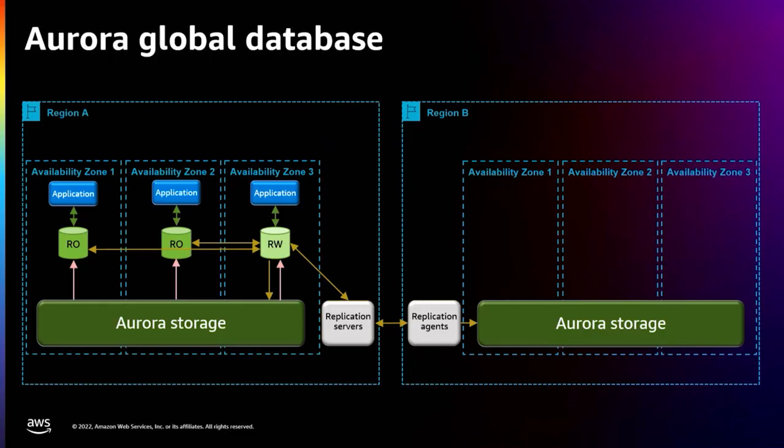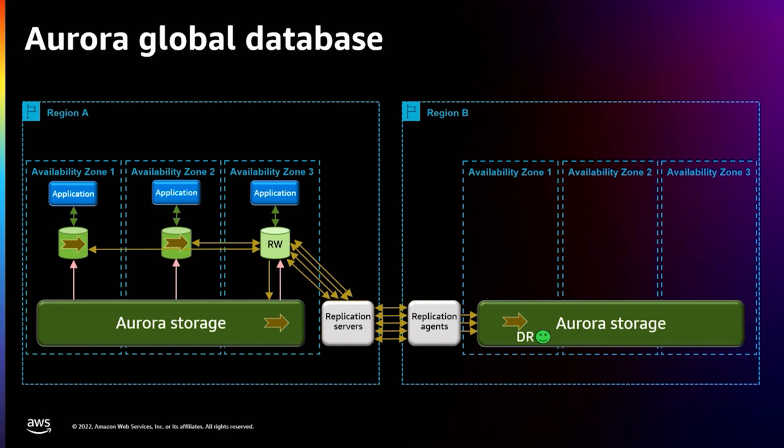So for example, you're replicating from region A to region B, and under the hood, we create a replication infrastructure, which is a fully managed service at the storage layer, with replication servers on the source side and a replication agent on the target side. The log records you push to the storage on the source side are replicated via replication servers and the replication agent to the secondary regions or secondary clusters, and they get applied to the secondary cluster storage. And you achieve your durability and your DR goals, or disaster recovery.